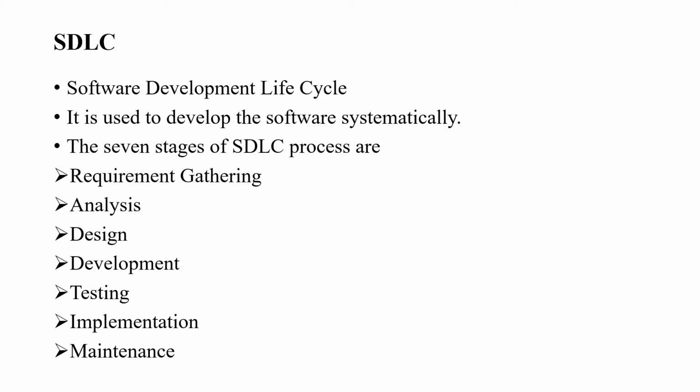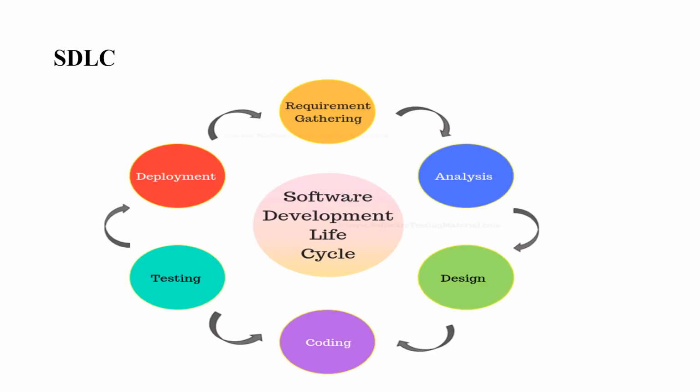There are a total of 7 stages in the SDLC process or life cycle. First, requirement gathering. Second, analysis. Third, design. Fourth, coding. Fifth, testing. And last, deployment. These are the 7 stages.